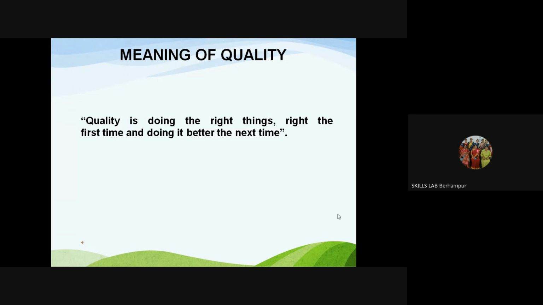Quality is doing the right things: right things, right person, right place. If the resource person is not there, if the physician is not competent, if the nursing personnel are not competent, then they do not identify the problems and do not provide sufficient care. So quality is doing the right things right the first time, and doing it better the next time.